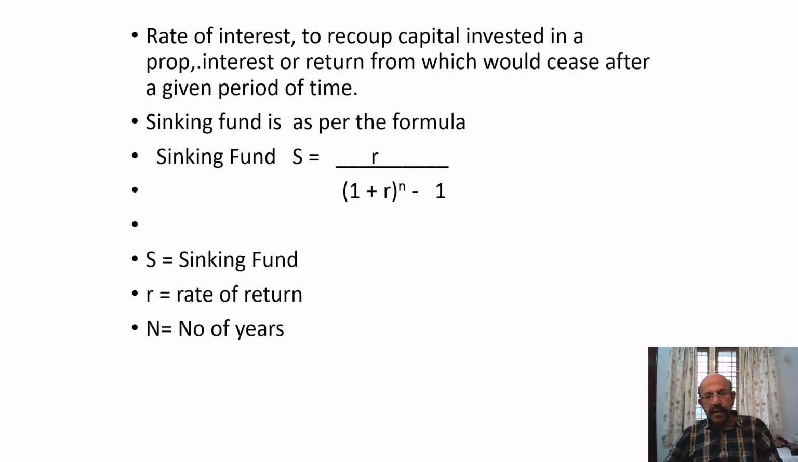The sinking fund is as per the formula: sinking fund S is equal to R divided by (1 plus R) the whole raised to n minus 1. S is the sinking fund, R is the rate of return, n is equal to number of years.